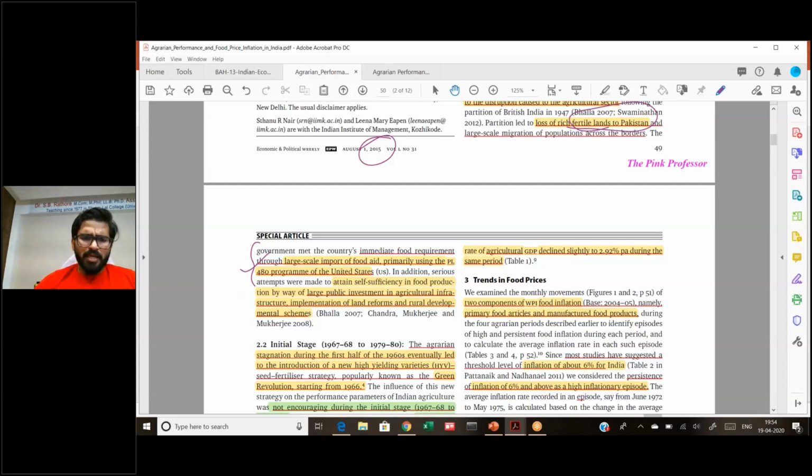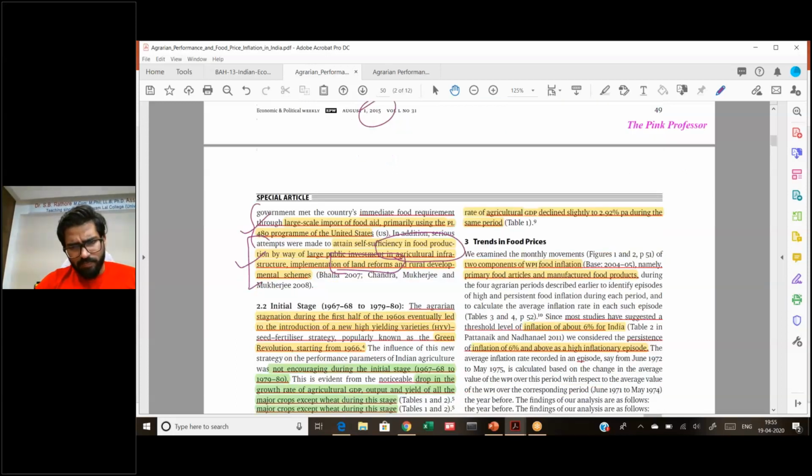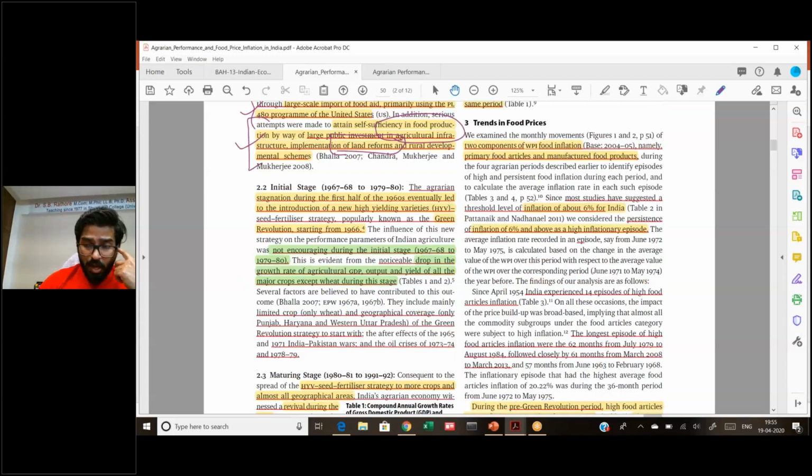And in the initial phase also, there were other programs that we had done, which were large scale investments in agricultural infrastructure. Land reforms as a subject was taken up, and rural schemes were there. So these were certain schemes which were taken up by the Nehruvian government. Then coming to the next phase, the initial starting phase of the Green Revolution. Now, in this phase, the Green Revolution was limited to a very small area, not absolutely small, but relatively small as compared to the country.